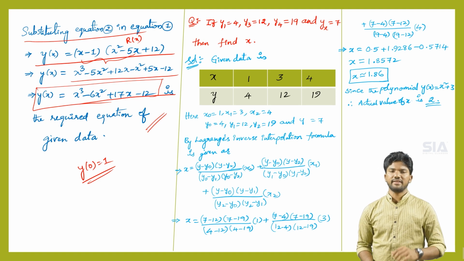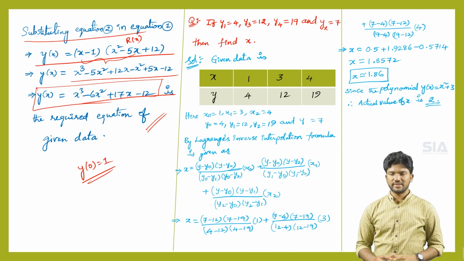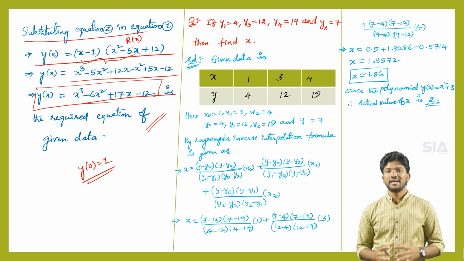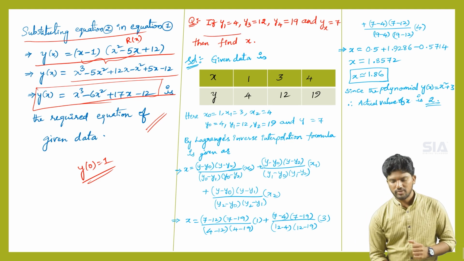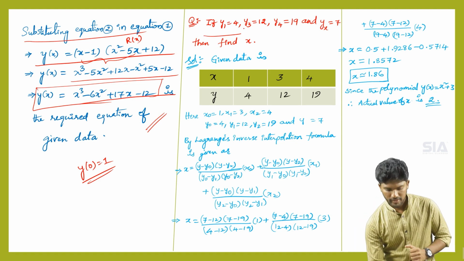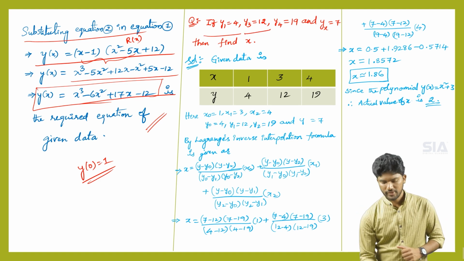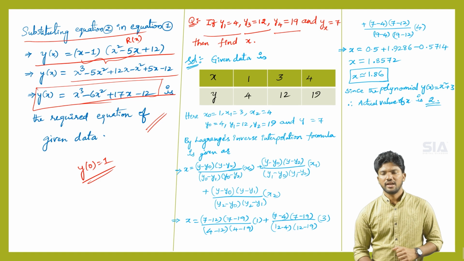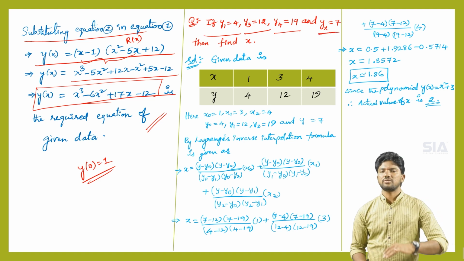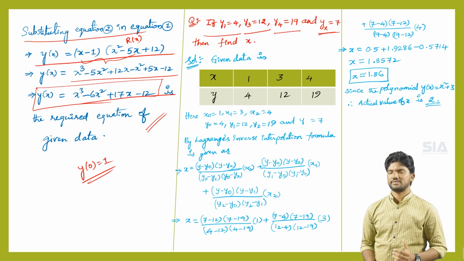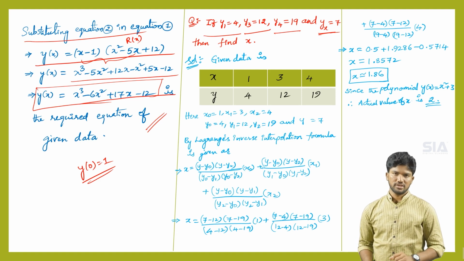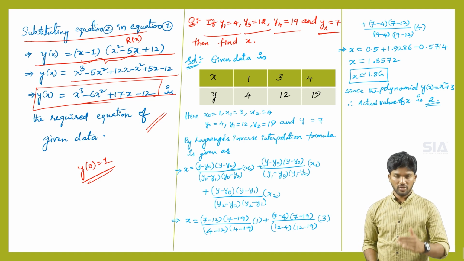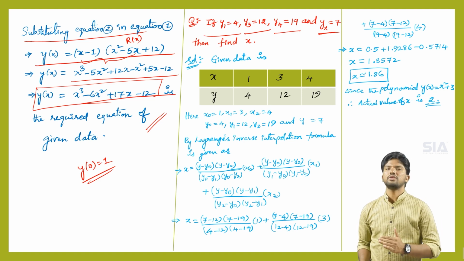Now here you have another question. This question deals with inverse interpolation. If y suffix 1 is equal to 4, y suffix 3 is equal to 12, y suffix 4 is equal to 19 and y suffix x is equal to 7, find the x value. In the examination also you will get problems in this format. So this problem is not a tabulated function, so we have to write that problem into table format.